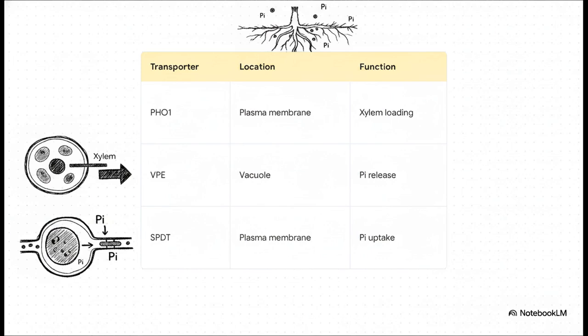Now, the crucial point here is not to forget these other critical players that operate outside the main PHT family. You have PHO1, which we mentioned a minute ago. This is your main cargo loader, mediating Pi efflux so it can be loaded into the xylem and shipped up to the shoots. Then there's VPE, which releases Pi out of vacuole storage when the cell is really starving. And SPDT, which is another important plasma membrane transporter involved in uptake and translocation. You definitely want to keep these straight.